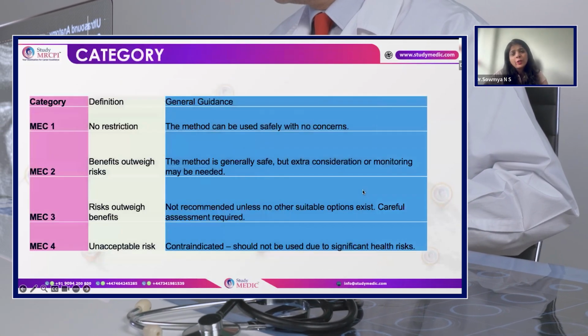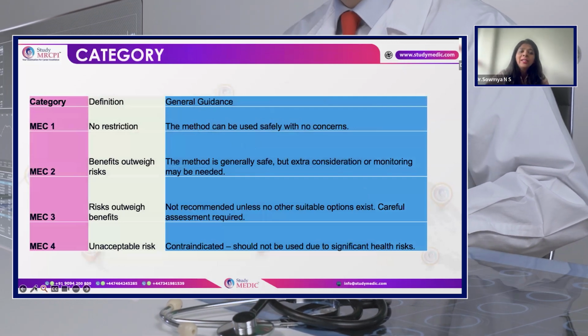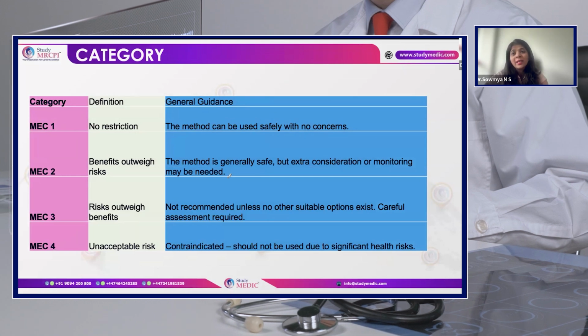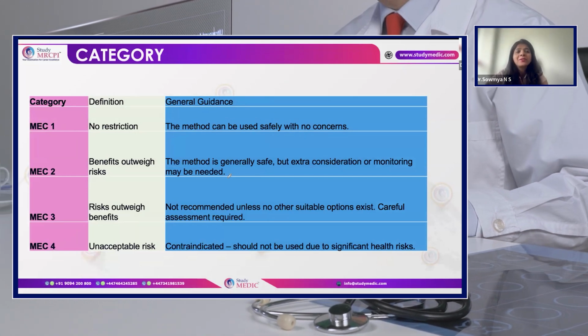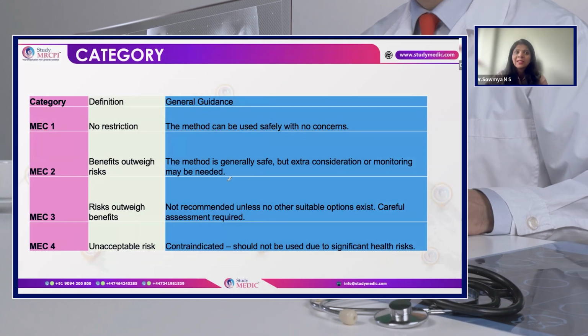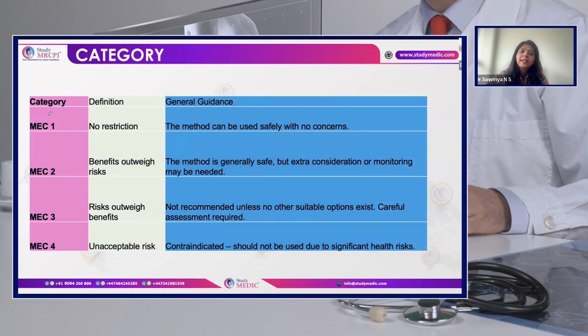Just a brief intro about the UKMEC categories. You need to know, basically this is to understand the indications, the contraindications, which one benefits, which method does have more risk and things like that. So how is it categorized?